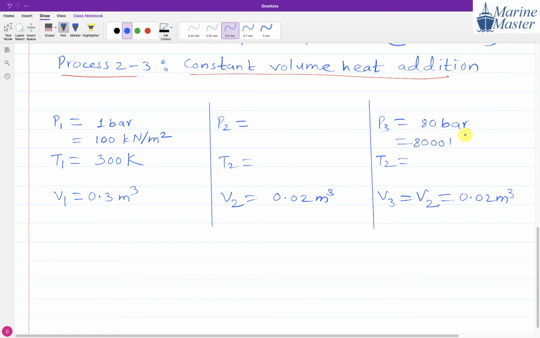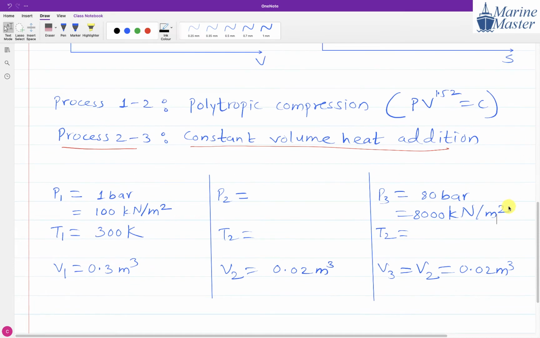And 80 bar means 8000. We will multiply it by 100. I told you our favorite unit of pressure in this chapter is kilonewton per meter square. 1 bar means 100 kilonewton per meter square. So 80 bar means 80 multiplied by 100, which gives 8000 kilonewton per meter square. So we got P3 in kilonewton per meter square. Always remember how to convert bar into kilonewton per meter square: multiply by 100. 1 bar is 100 kilonewton per meter square, 2 bar is 200, so 80 bar is 8000 kilonewton per meter square.